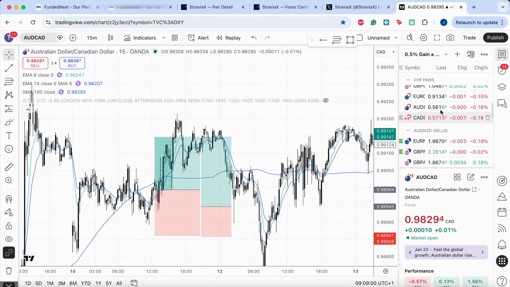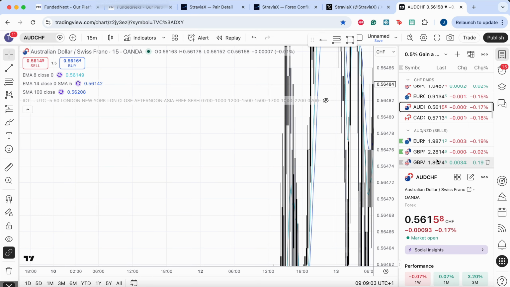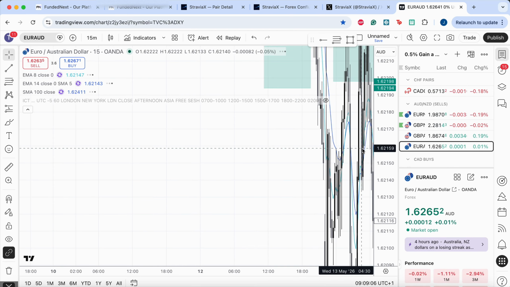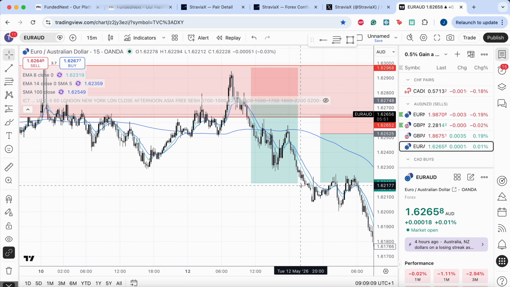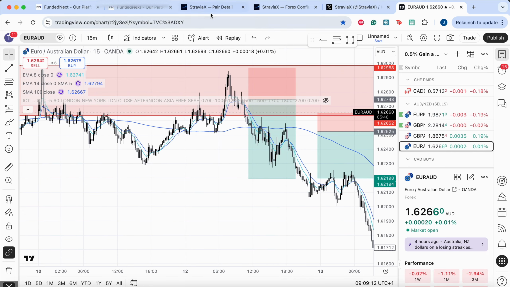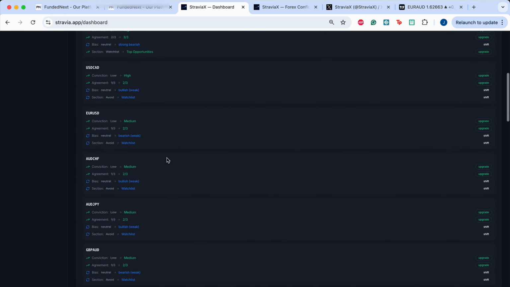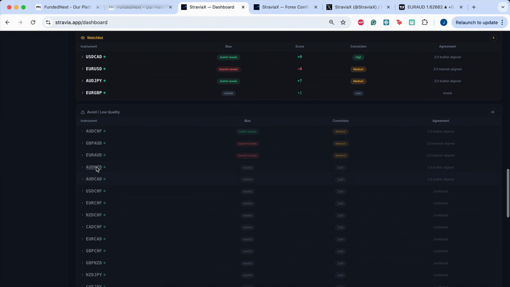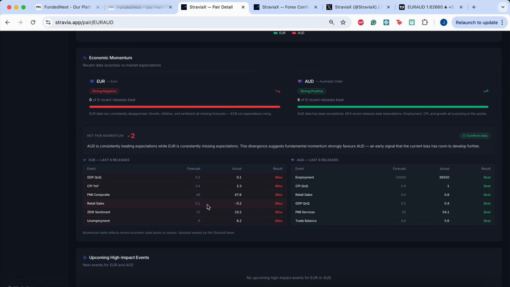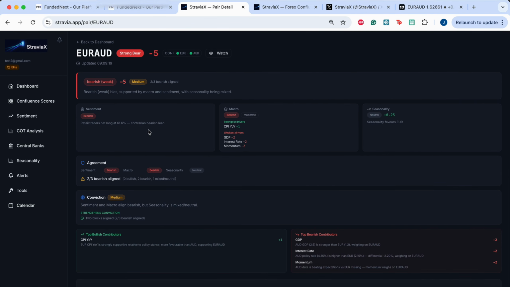The next one was AUD. No, I think AUD CHF was my finisher. So it was EUR AUD. It's probably one of my more winning positions. So again, I went into Stravia. EUR AUD would have been telling me at the time that it's still doing it, but like I said, things have changed over the last week. News has come out, sentiment has changed, so that's why it's not coming up on that watch list anymore. It would have come up on the top opportunities or my watch list.